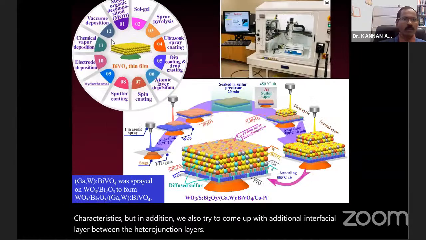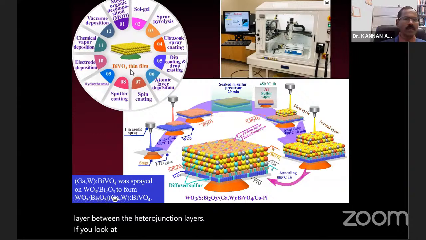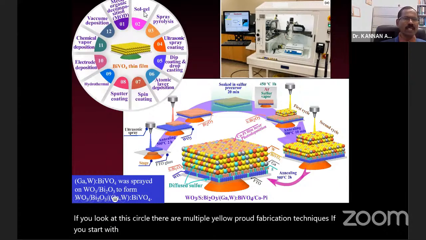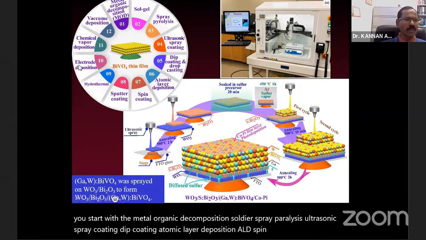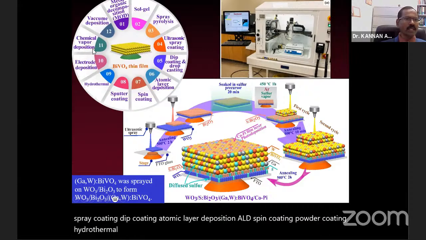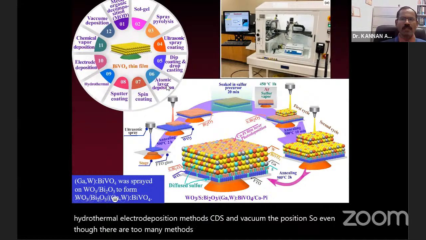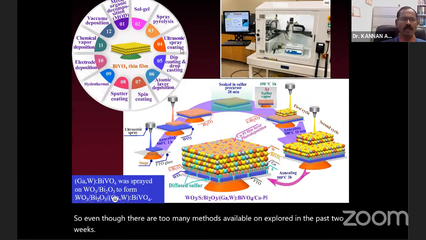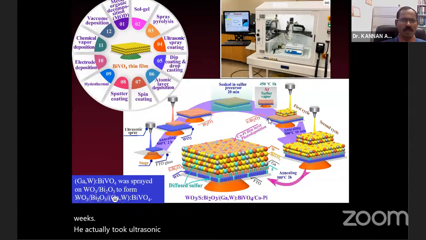So if you look at this circle, there are multiple electrode fabrication techniques: metal organic decomposition, sol gel, spray pyrolysis, ultrasonic spray coating, dip coating, atomic layer deposition (ALD), spin coating, spiral coating, hydrothermal and electrodeposition methods, CVD, and vacuum deposition. So even though there are too many methods available or explored in the past, we actually took the ultrasonic coating method for making the electrode.